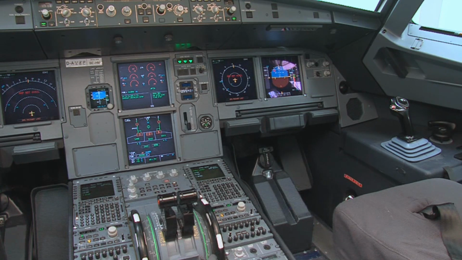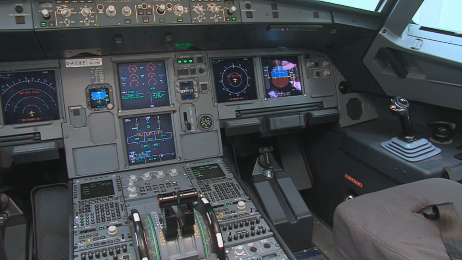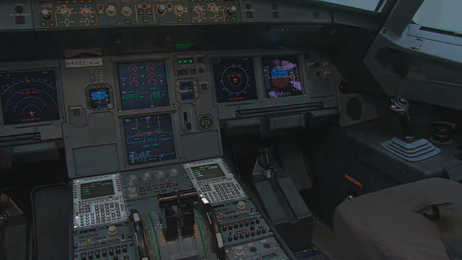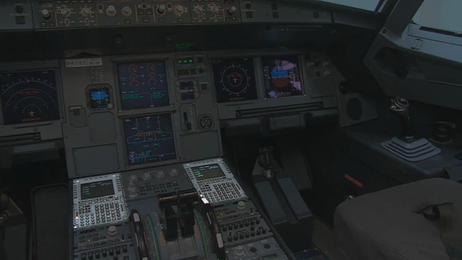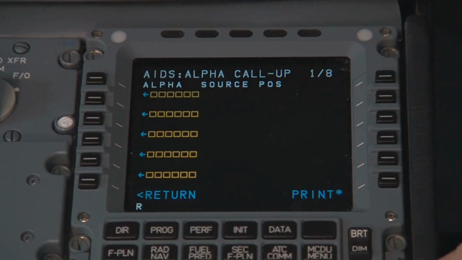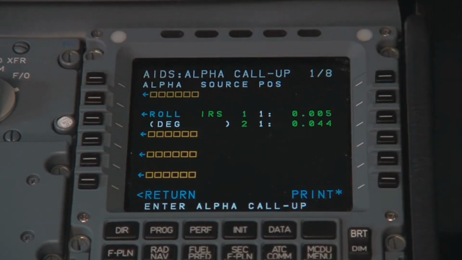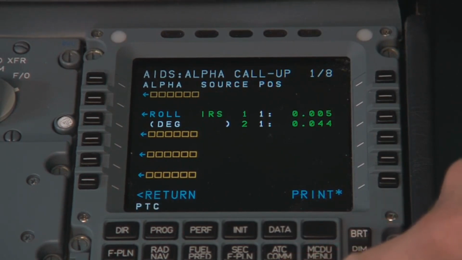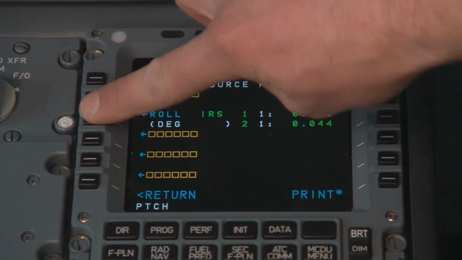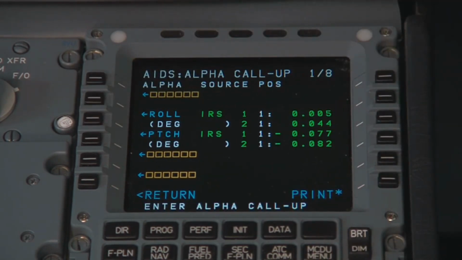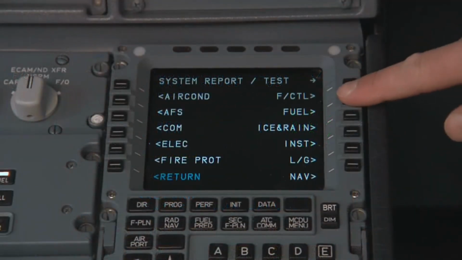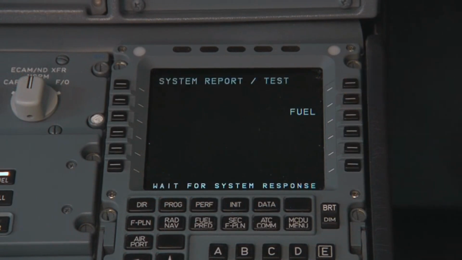Aircraft attitude data is essential for fuel mass calculation. Pitch and roll data can be selected through the MCDU in the cockpit. Data is provided by the Air Data Inertial Reference Unit, or by the fuel quantity indication computer.